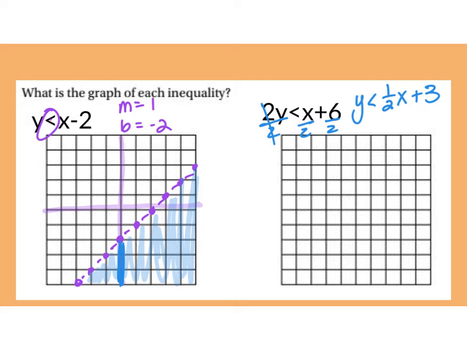So now I'm going to go ahead and create my x and y axis. And now I'm going to start with my y-intercept, which is +3, which is up here. And then I have a slope of 1/2, so I'm going to go up 1/2. And I'll continue in both directions. Now this is the same inequality symbol as this one, so I know it's going to be a dashed line.